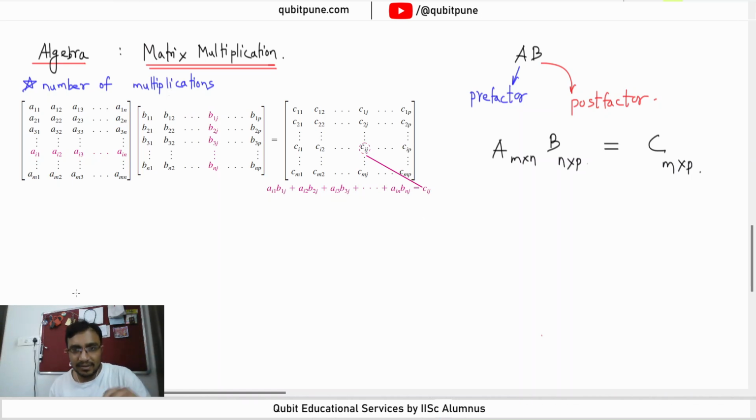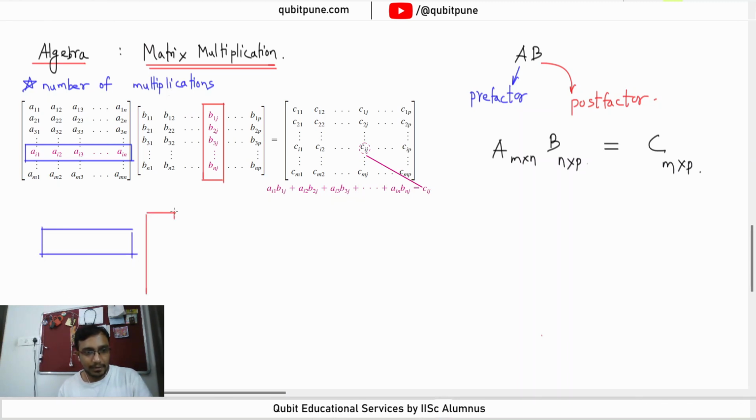Whenever we take any row of the prefactor and any column of the post factor, the multiplications that we perform resemble a dot product. Have you observed that? Because in dot products, we take pairwise products and just add. That's what we do: Ai1 B1j, Ai2 B2j, Ai3 B3j, and we add them.